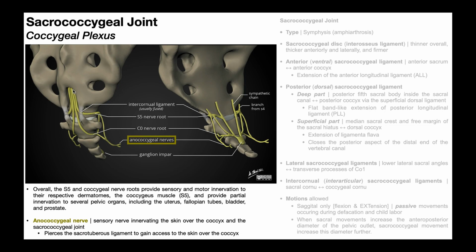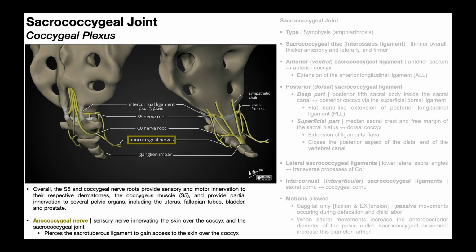The S5 nerve root exits inferiorly through that sacral hiatus and actually passes through a canal that's created by this overlying intercornual ligament. So the S5 nerve root goes through that canal, deep to the intercornual ligament and out. The coccygeal nerve root does not pass through that same canal. It does not go deep to the intercornual ligament. It actually goes underneath the cornu right here and posterior to the first coccygeal level.